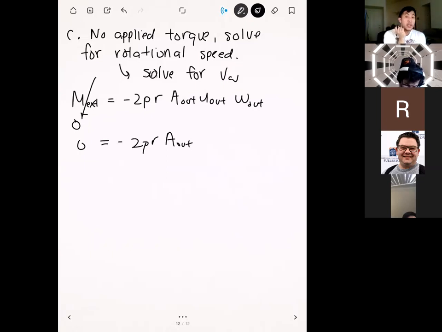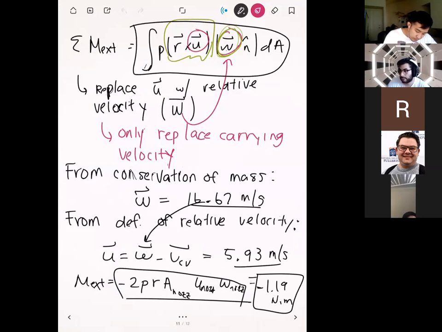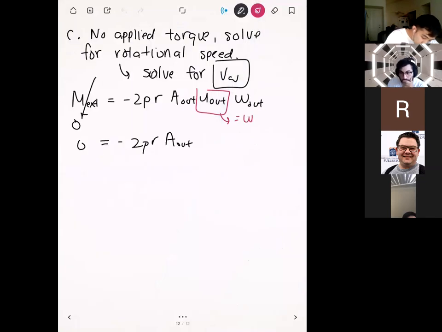So what we need to do here is, since we want to solve for VCV first, we need to rewrite one of these velocities in terms of VCV. And since we have that expression for U out on the previous page, U out in this case is equal to W minus VCV. Let's go ahead and plug that in. So we have W minus VCV in for U out, and we have multiplied by a W again right here.